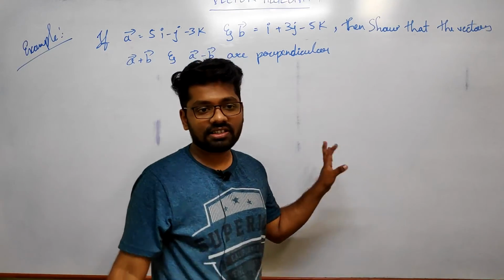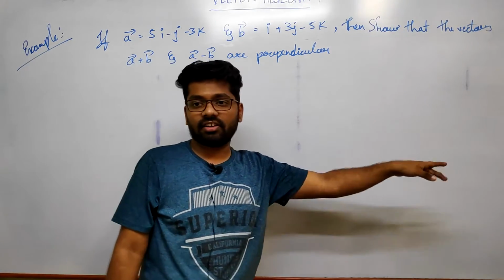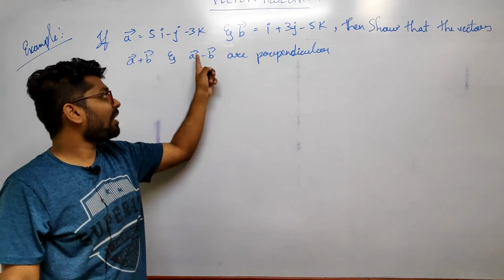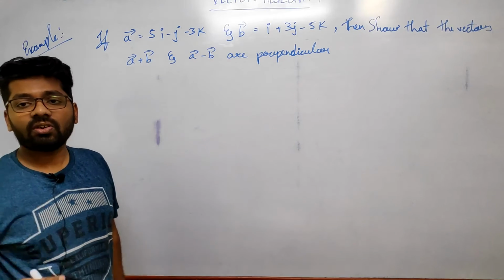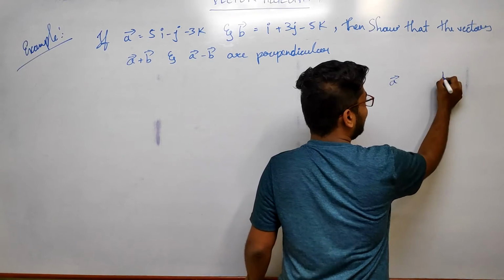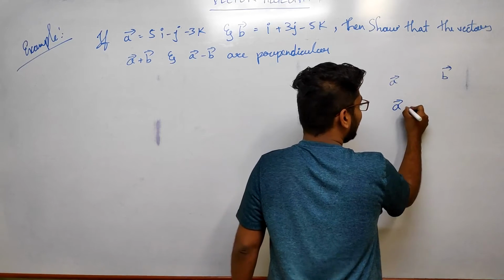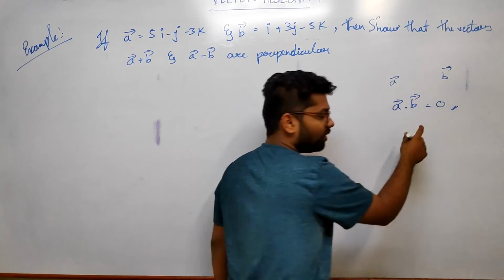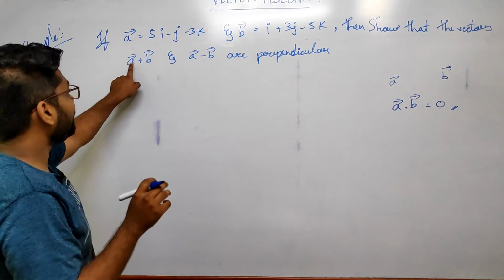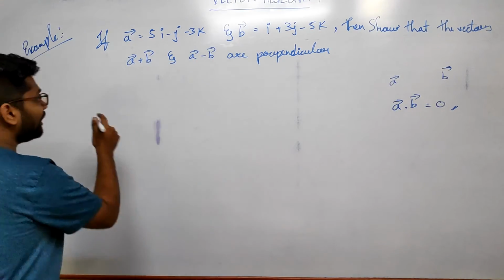Now let us solve this example. In this example he has asked us to solve for perpendicularity. He has said that a bar plus b bar and a bar minus b bar are perpendicular. What we know according to observations is that if two vectors, supposedly a bar and b bar, are perpendicular, then their dot product will be 0. We know this, right? Dot product will be 0. Okay. Now what will I find? I will first find a bar plus b bar and a bar minus b bar. After that we will think ahead.